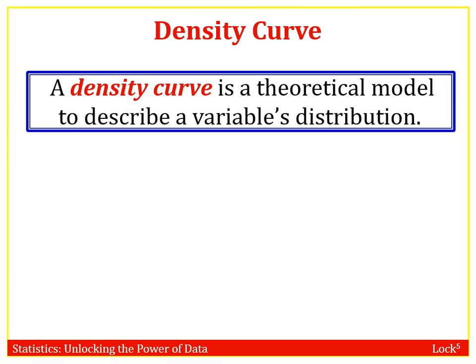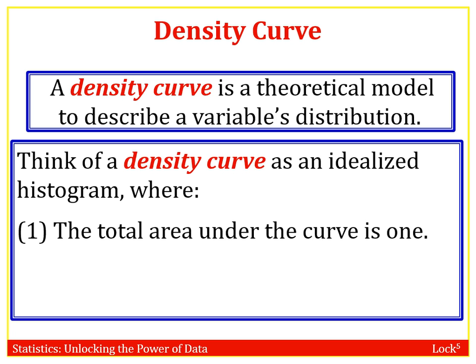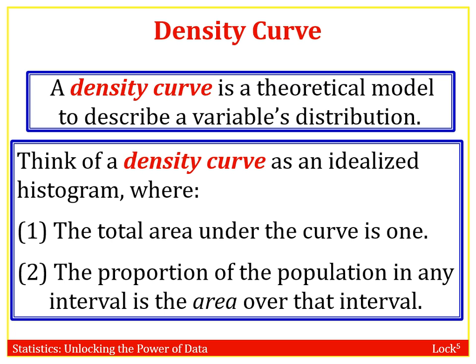This bell shape leads us to the idea of a density curve. A density curve is an ideal histogram that's all smoothed out, where the total area underneath your curve is 1, and the proportion of any population in any interval is the area under or over that interval.